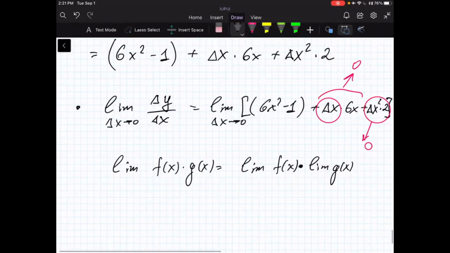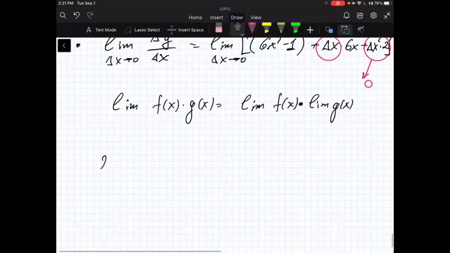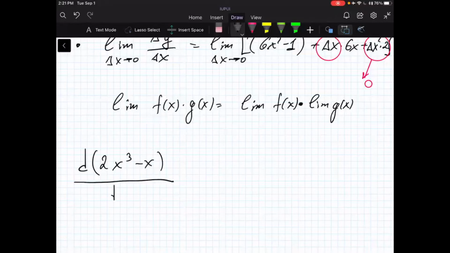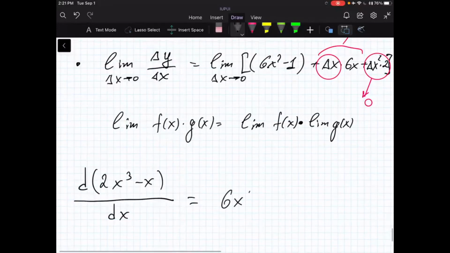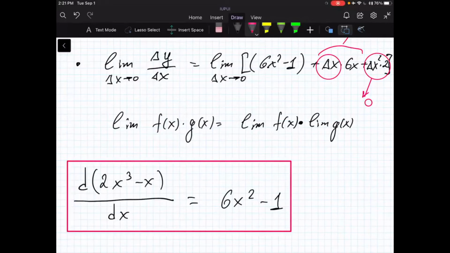And finally, we get that the derivative of our initial function, 2x cubed minus x, let me write it down this time like this, d over dx, is equal to 6x squared minus 1. Again, this is just another notation for the derivative. I write it down in this way so you will be familiar with it. Okay, any questions about this example?